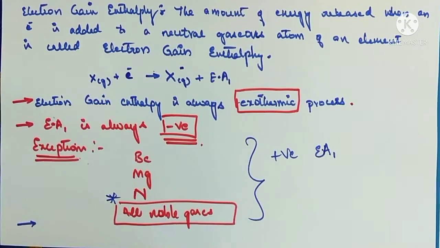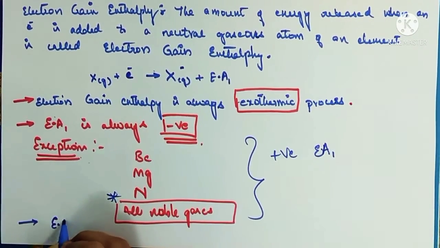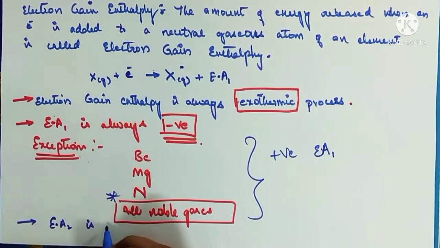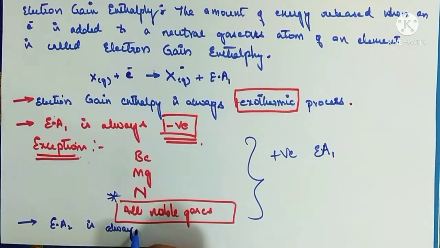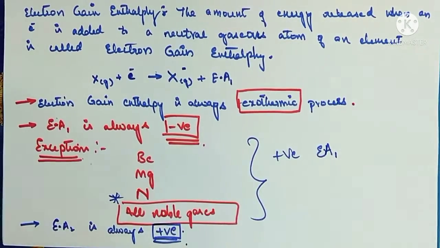And always remember that the second gain enthalpy is always positive because in the first gain enthalpy we added one electron, and if we want to add one electron again, there will be some repulsions between electron and electron. So to overcome that repulsion, we have to add some amount of energy so that it becomes positive. So we can say that second gain enthalpy is always positive. This is the key point.